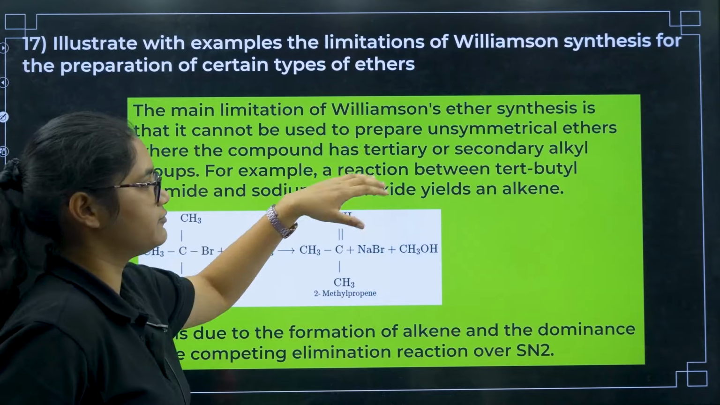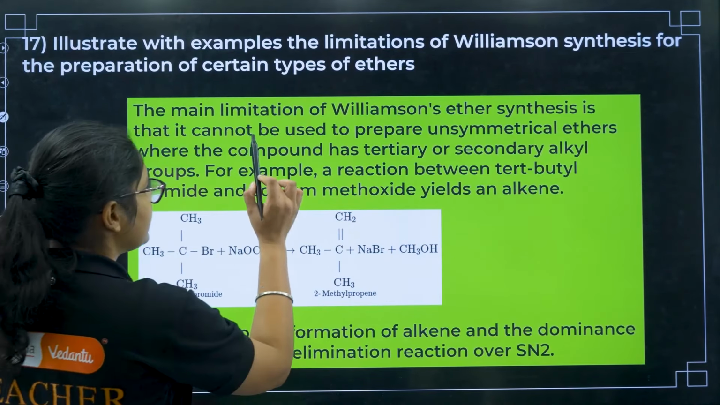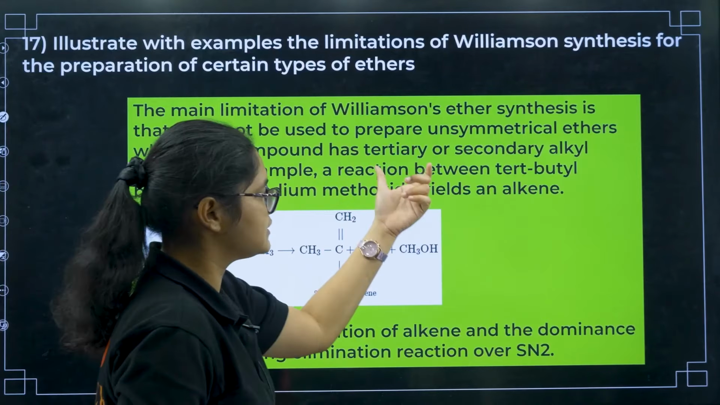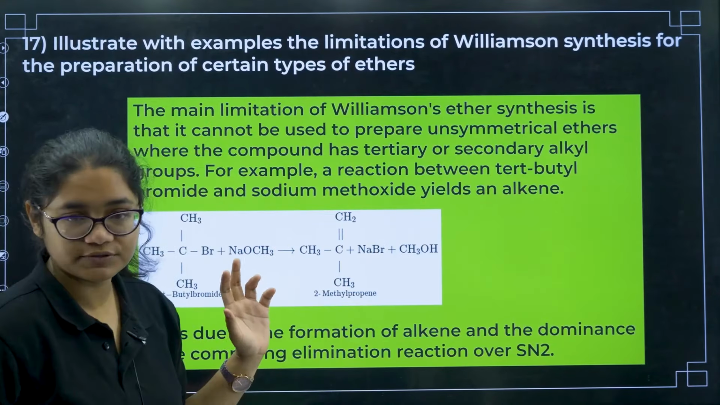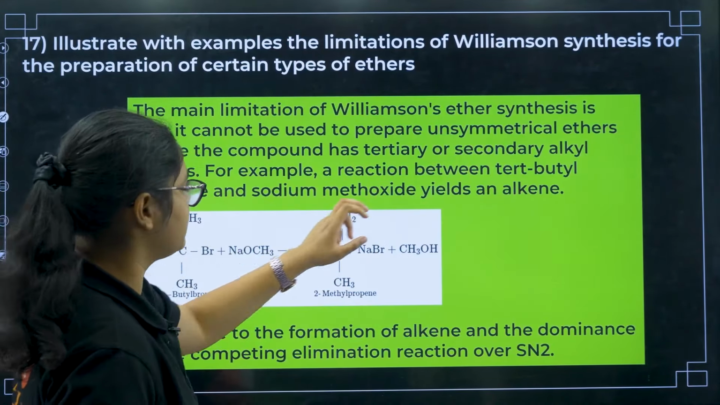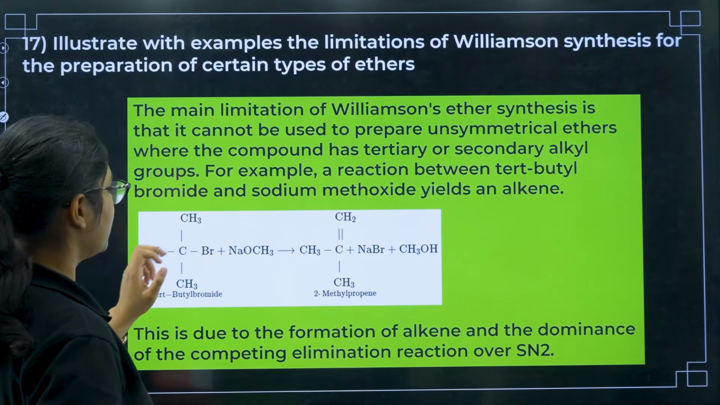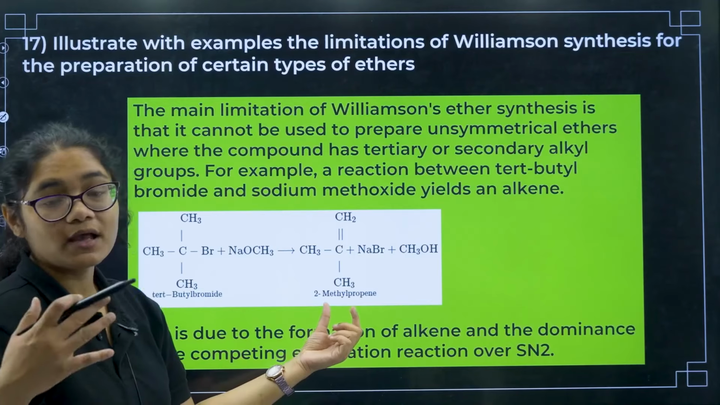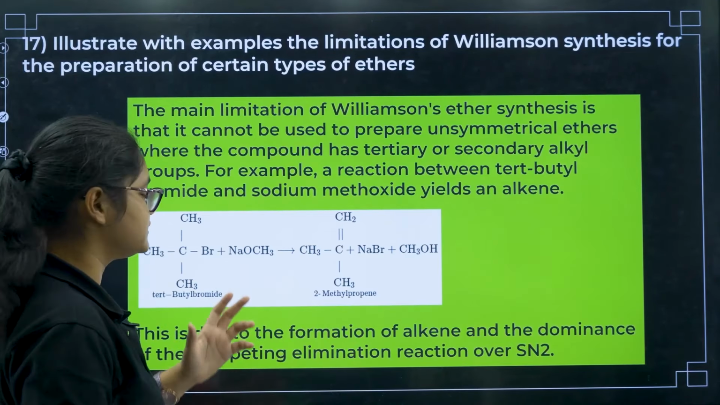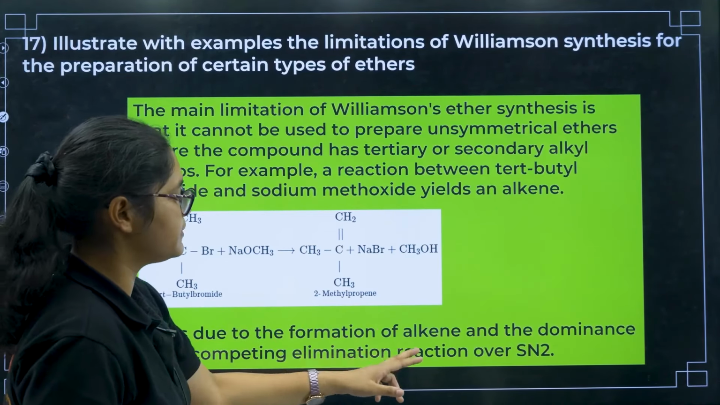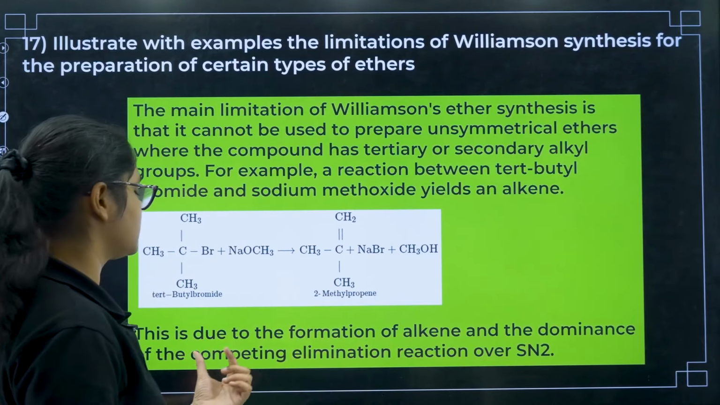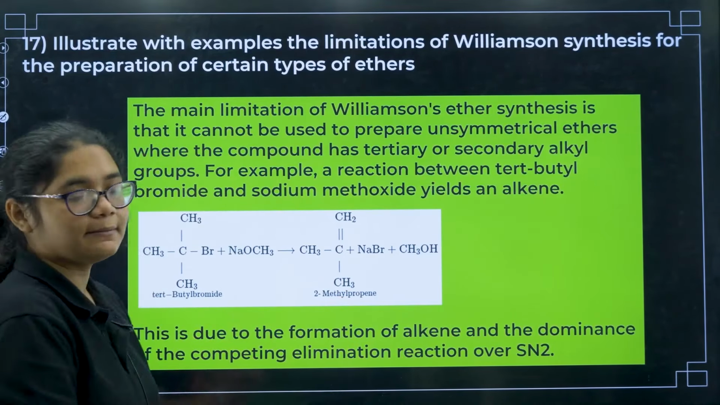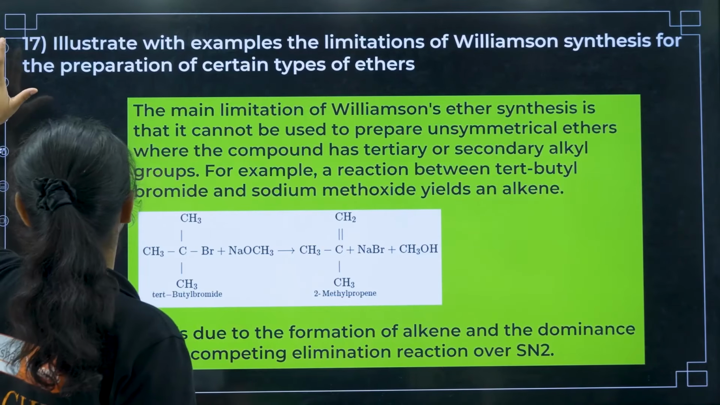The main limitation of Williamson ether synthesis is that it cannot be used to prepare unsymmetrical ethers where the compound has tertiary or secondary alkyl groups. For example, a reaction between tert-butyl bromide and sodium methoxide will yield you one alkene. It will not give you an ether. So this is the major drawback. This is due to the formation of alkene and the dominance of the competing elimination reaction over SN2. That is the main demerit of this Williamson ether synthesis.